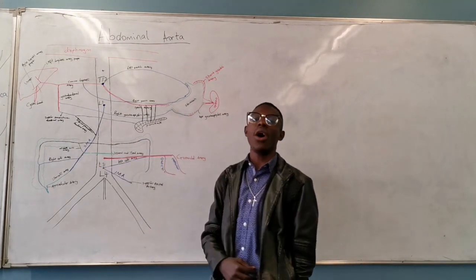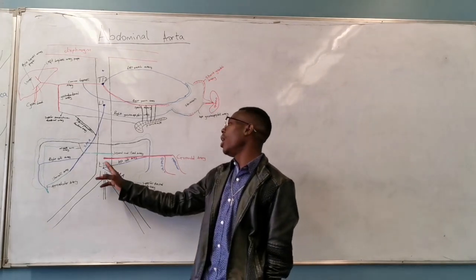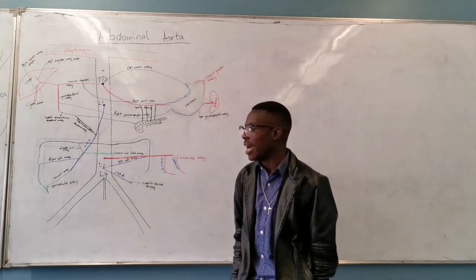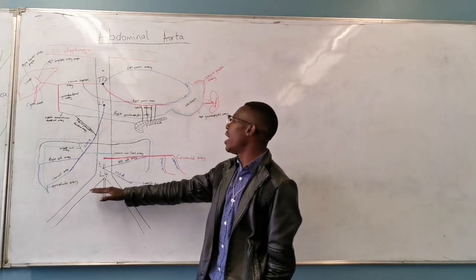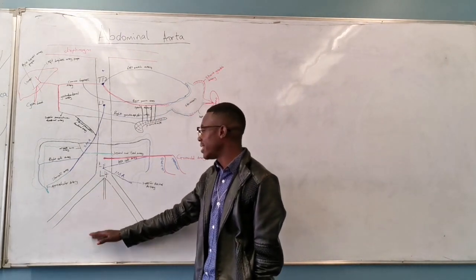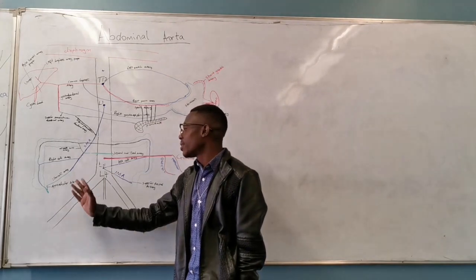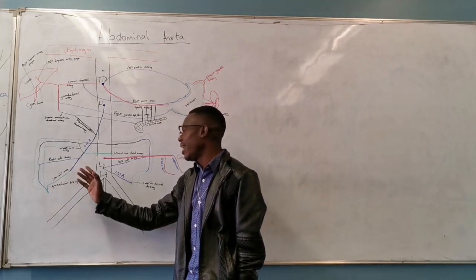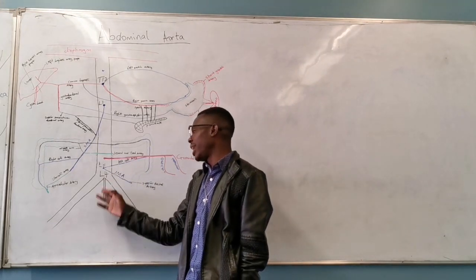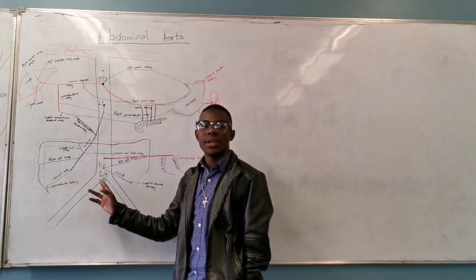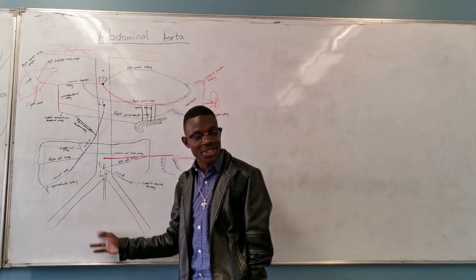L3, we already spoke of what? We spoke of the inferior mesenteric artery. So at the level of L4, the abdominal aorta is going to trifurcate, giving us the right common iliac artery and the left common iliac artery. And then posteriorly, we're going to have the middle sacral artery.